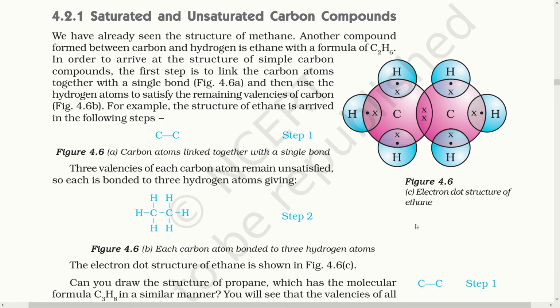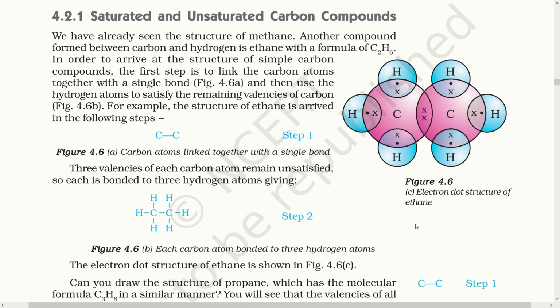Now let's study about saturated and unsaturated carbon compounds. We have already seen the structure of methane. Another compound formed between carbon and hydrogen is ethane with a formula C2H6. In order to arrive at the structure of simple carbon compounds, the first step is to link the carbon atoms together with a single bond. Then use the hydrogen atoms to satisfy the remaining valency of carbon. For example, the structure of ethane is arrived at in the following steps.